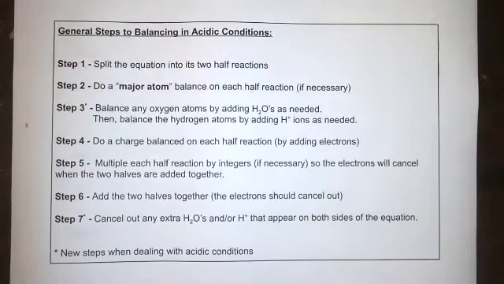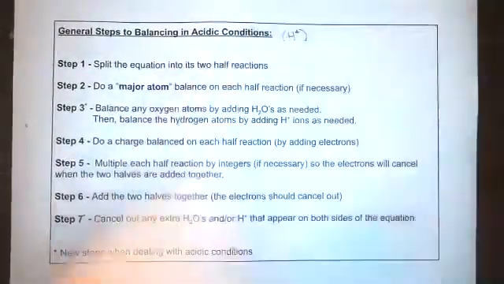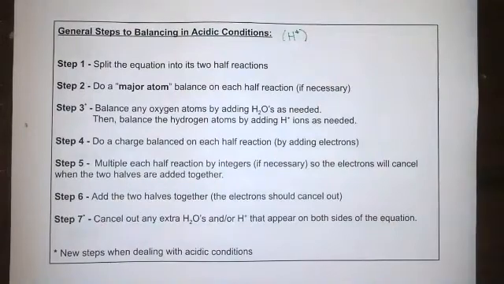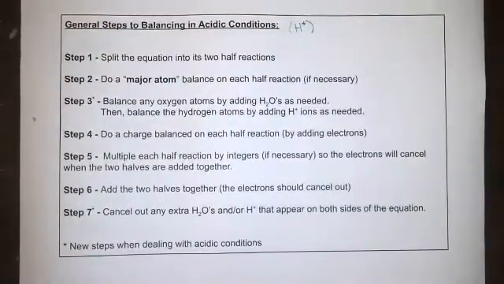General steps in balancing acidic conditions. In acidic conditions, we would expect to have hydrogen ions present to produce hydronium, which gives us acidic conditions. That's what we can expect as our end result. For step 1, you are once again going to split the reactions into 2 halves, an oxidation half and a reduction half. Step 2, you are going to balance the major atoms of each half reaction if necessary. Those are the atoms that change their oxidation number.